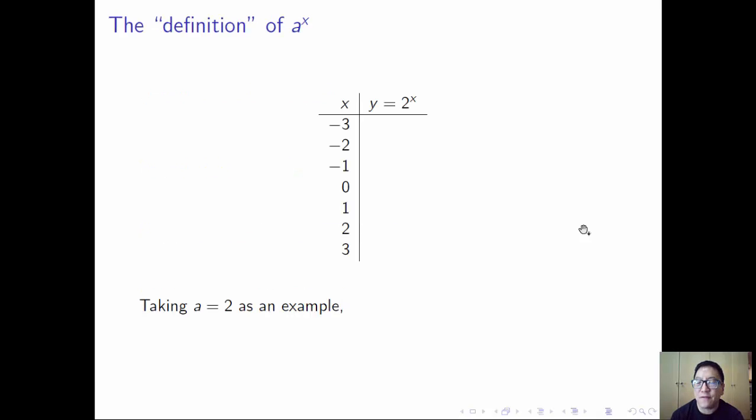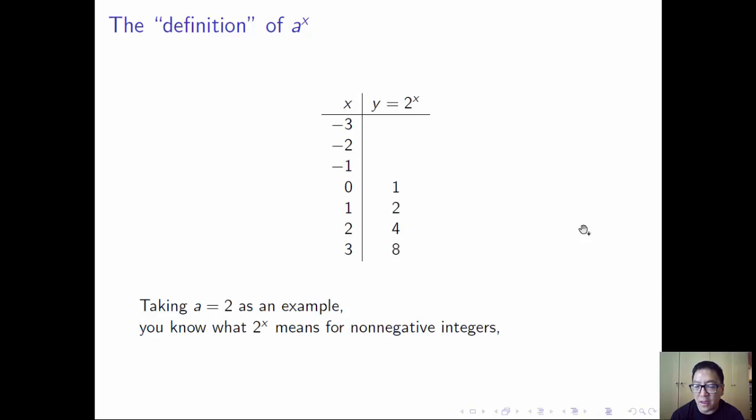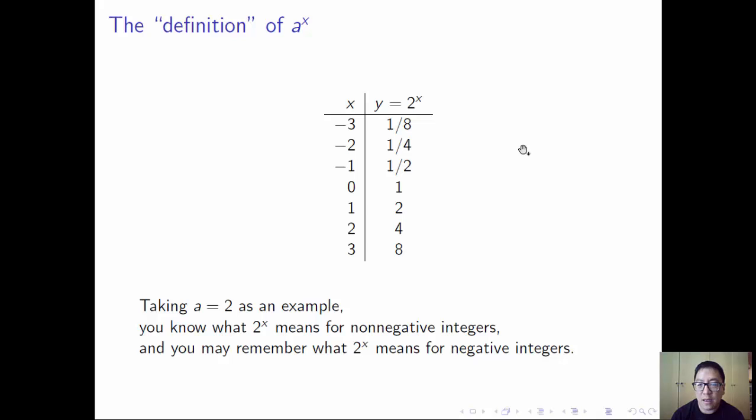So what is the definition of a to the x? And you'll see in a minute why that's in scare quotes. Just taking a equals 2 as an example, taking our base to be 2, you know what it means to take 2 to the x for when x is a non-negative integer. So 2 to the 0 is 1, 2 to the 1 is 2, 2 to the 2 is 4, 2 to the 3 is 8. And you also may remember what 2 to the x means for negative integers. For example, 2 to the negative 2 is 1 over 2 squared. Since 2 to the 2 is 4, 2 to the negative 2 is 1/4. And similarly for 2 to the negative 1 and 2 to the negative 3.